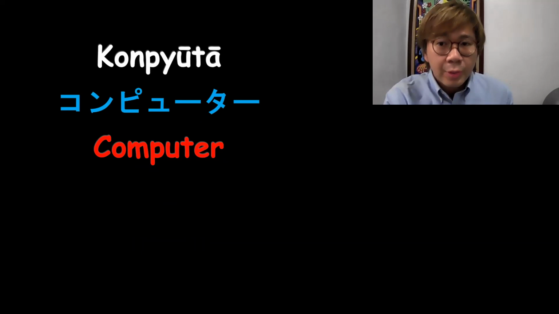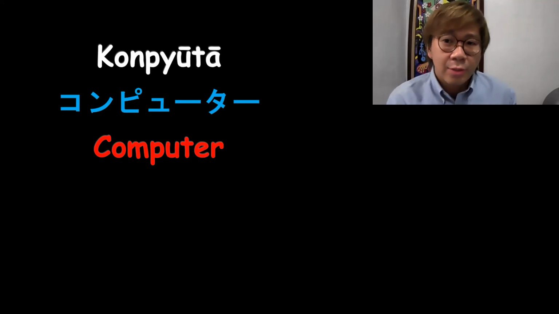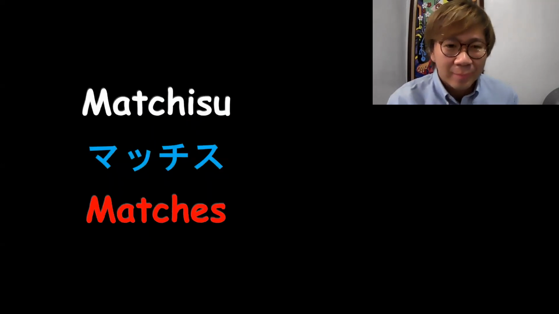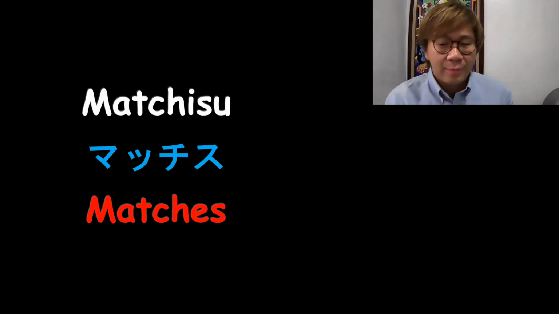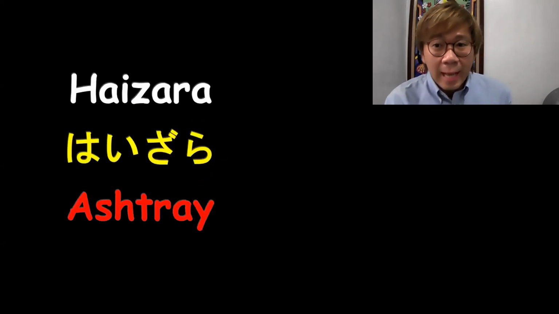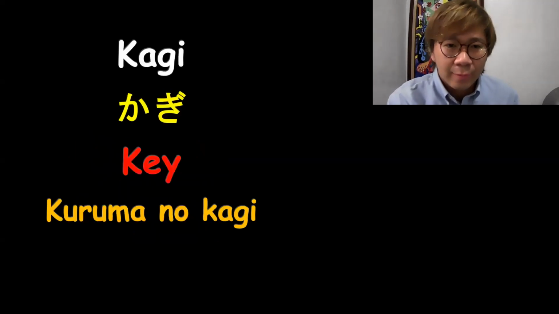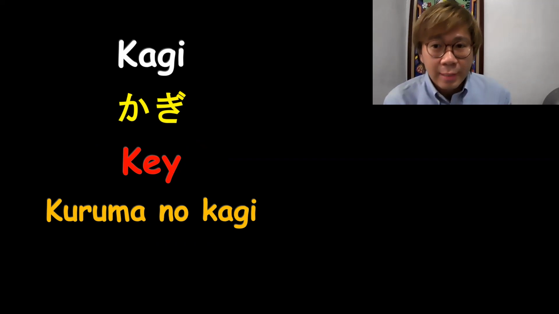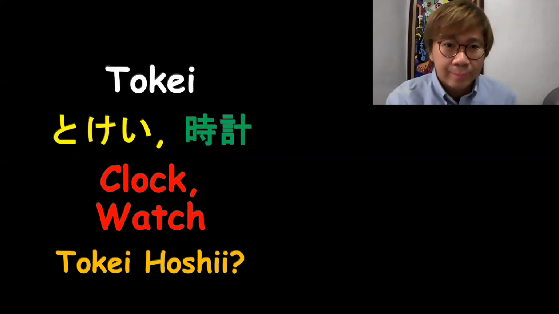Computer. So that's computer, obviously. That's tobacco. Okay, tobacco or the cigarette that we know. Machisu. Matches. Okay. Hai-zara. Hai is the color of gray. Zara is the plate. So, gray plate or ashtray for short. So, kagi. Kagi. Kuruma no kagi. Car's key. So, that's the kagi.